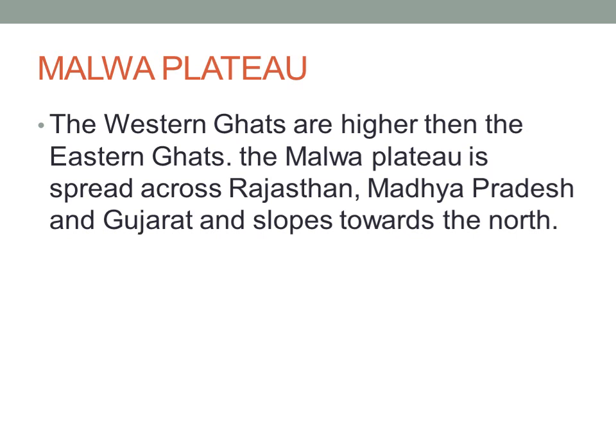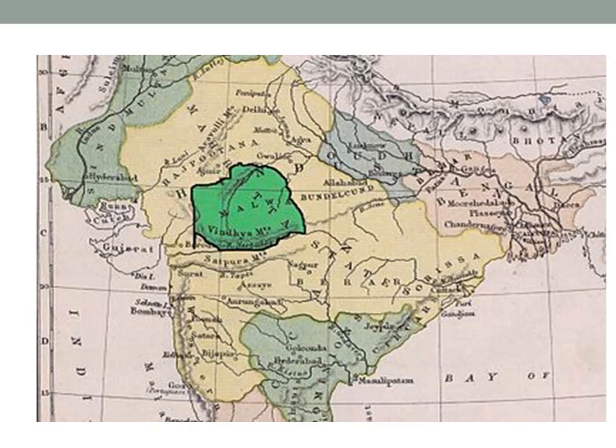Malwa Plateau. The Malwa Plateau is spread across Rajasthan, Madhya Pradesh and Gujarat and slopes towards the north. Can you see, children? Malwa Plateau has been highlighted in green color for you. It is spreading across Rajasthan.